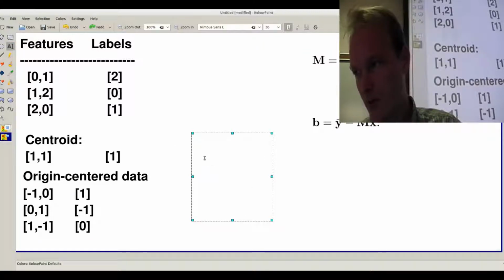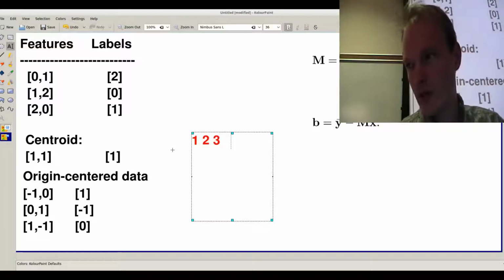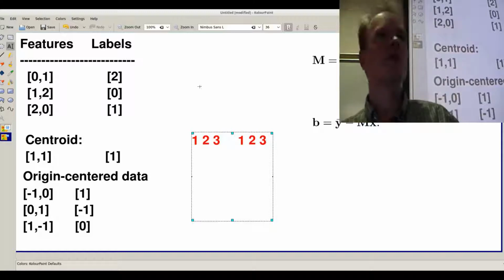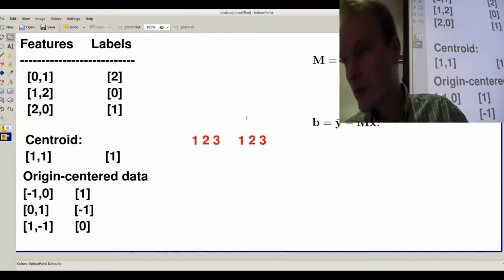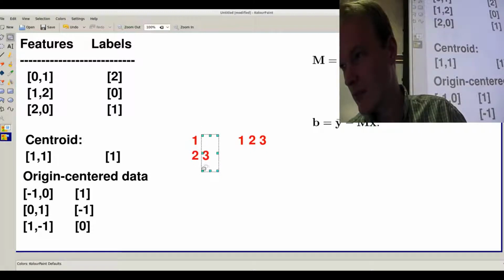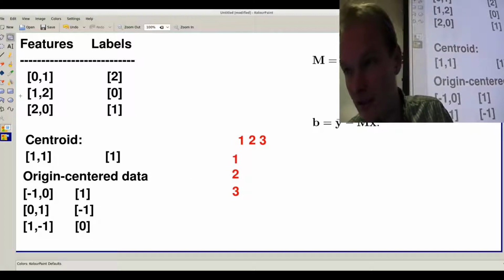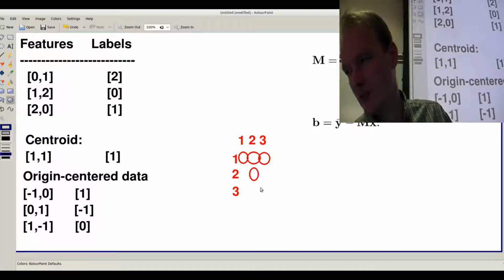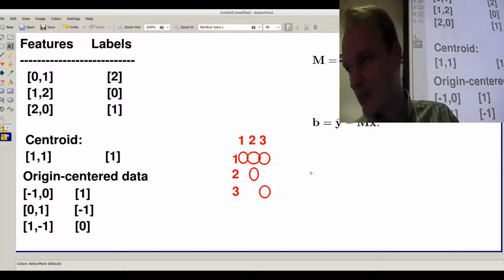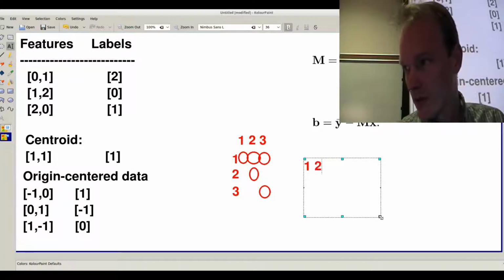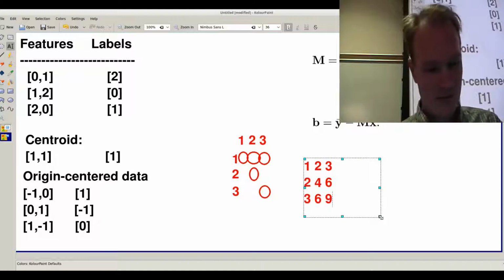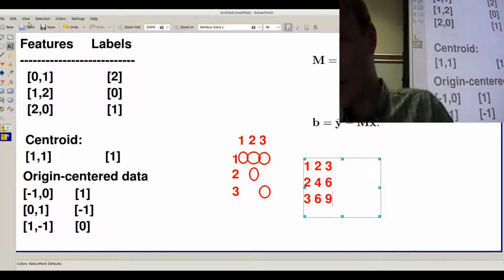Let's suppose we have two vectors, 1, 2, 3, and 1, 2, 3. What is the outer product of those? What you do is you transpose this one, and you put it down there like that. And then you do 1 times 1 to get this element, and you do 1 times 2 to get that element, and 1 times 3 to get that element, and 2 times 2 to get that element, and 3 times 3 to get that element. And basically the answer is 1, 2, 3, 2, 4, 6, 3, 6, 9. Right? Okay, now you know outer product.